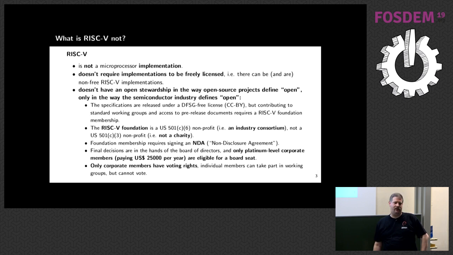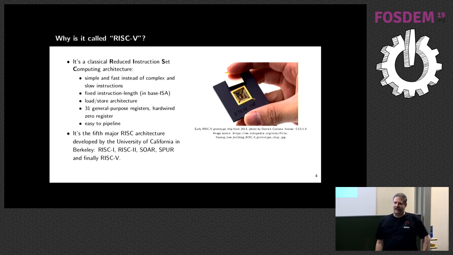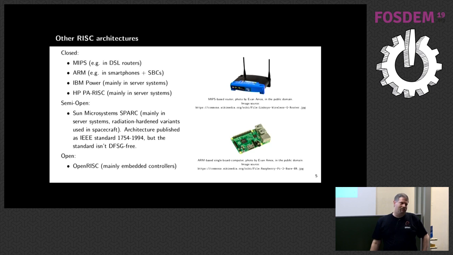So why is it called RISC-V? That's rather easy. It's a classical RISC architecture, like there have already been a lot. And it's the 5th major RISC architecture designed at Berkeley, so the name is rather obvious. There have been other RISC architectures, for example, MIPS. If you have a DSL router at home, chances are about 95% that it's MIPS-based. If you're carrying a smartphone, it's about 95% ARM-based. And there are several others.